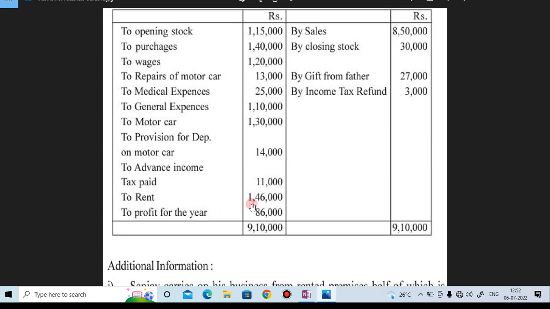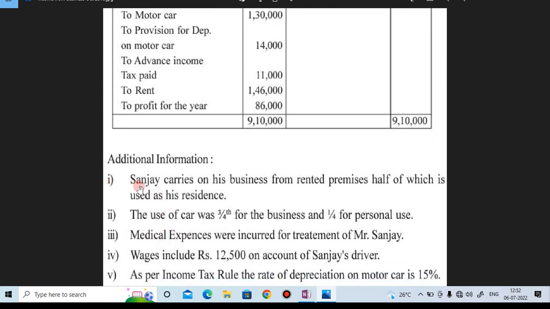Next is rent 1,46,000. So on rent there is adjustment, that is adjustment number 1. Sanjay carries on his business from rental premises. So Sanjay is carrying his business on rented premises. From this premises, half of which is used for his own residence. So half of the premises is used for residence. So whatever premises is used for business will not be called as disallowed expenses. The premises which is used for his own residence will be called as disallowed expenses.